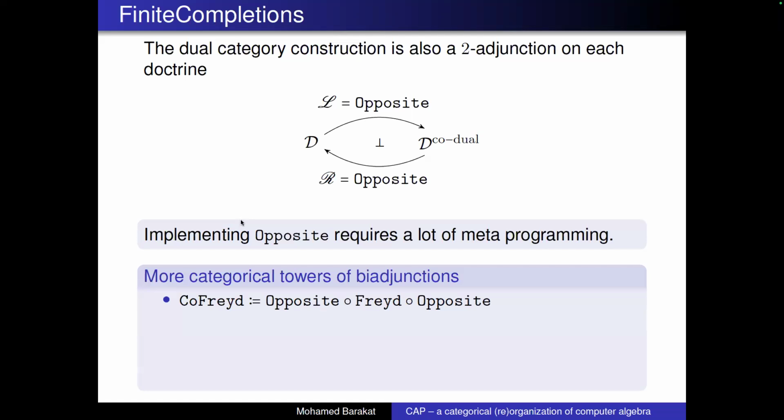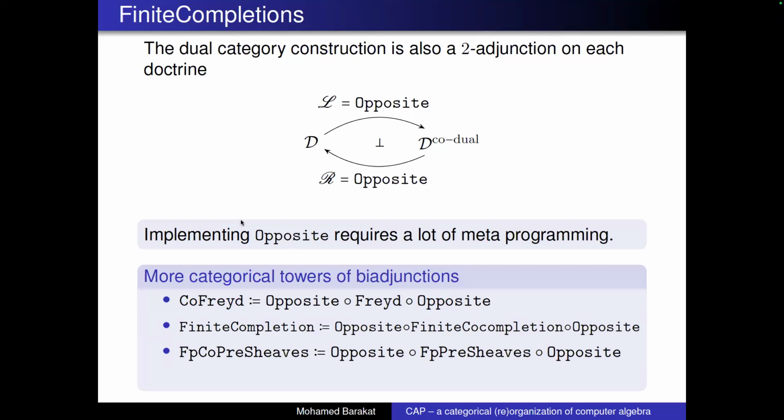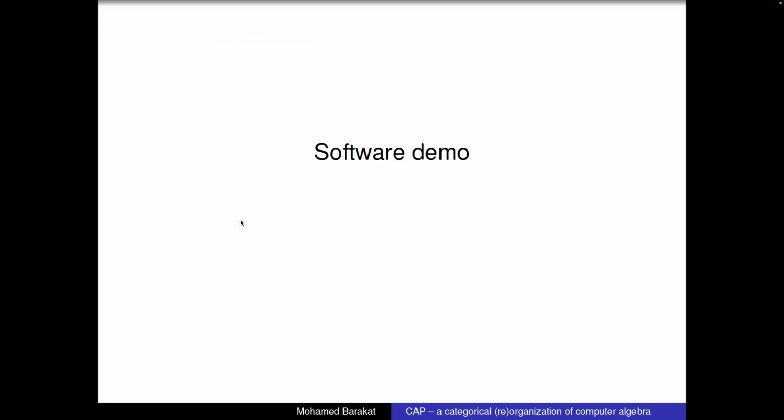And then you can see that you can define the co-Freyd, which is the formal kernel completion, as the opposite of the Freyd of the opposite. The finite completion, which is adding finite limits, is the opposite of the finite co-completion of the opposite. The finitely presented co-presheaf is the opposite of the finitely presented presheaves of the opposite. And the category of comonoids is the opposite of the category of monoids of the opposite. So let me show you this in the software.